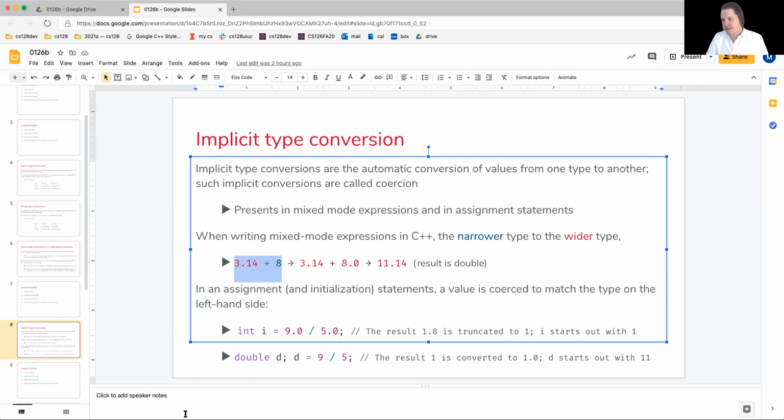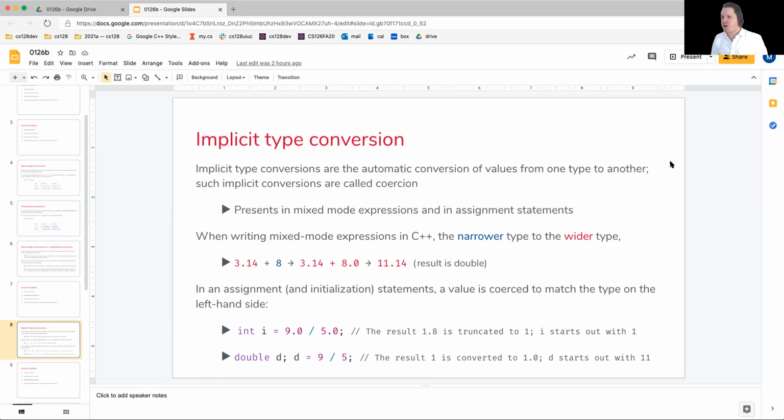For instance, let's consider assignment. This is where you might run into a couple of issues if you're not aware of this. Sure, with mixed mode arithmetic too, but I've just seen more problems with assignment and initialization because it can be a little confusing what's happening. So in an assignment and initialization, a value is coerced to match the type on the left-hand side of the assignment operator.